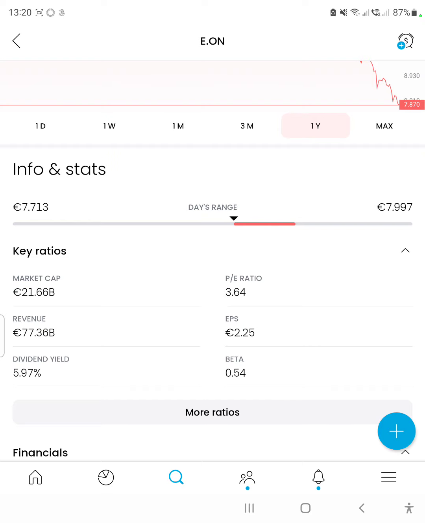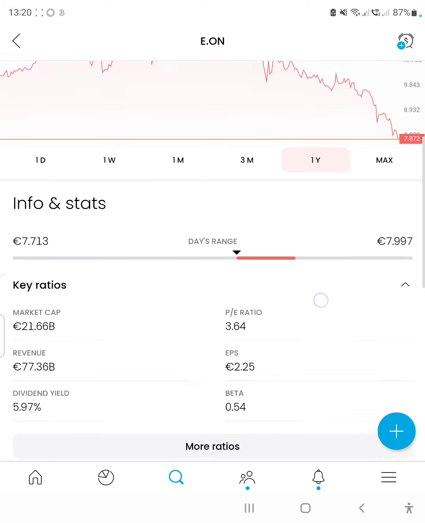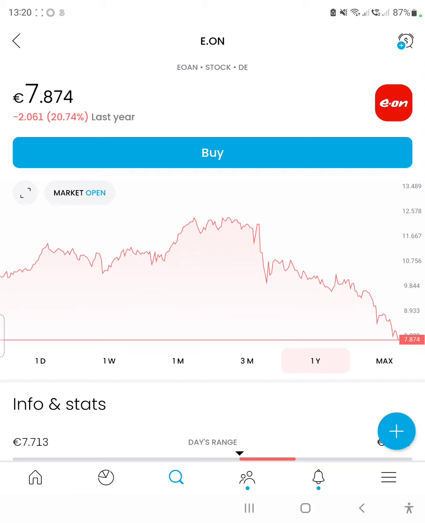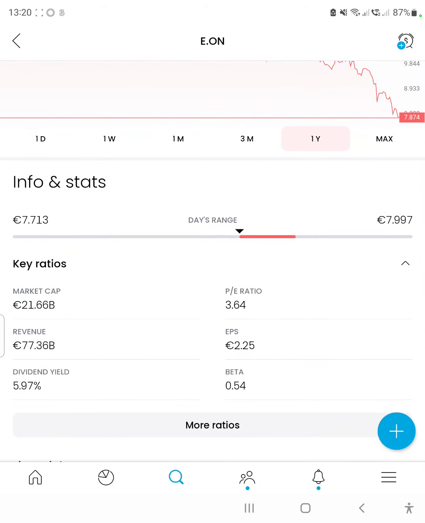So let's get into the dividend yield, 5.97%, which is really good. I would say a healthy amount is about 5 to 6%. The PE ratio is 3.64, which is really good. It means the company's shares are quite cheap at the moment. The earnings per share is 2.25 euros compared to 7 euro, which is amazing. That's way more than 10%, which is probably a healthy amount. So that just shows that the earnings growth per year is more than 10%, which is awesome.